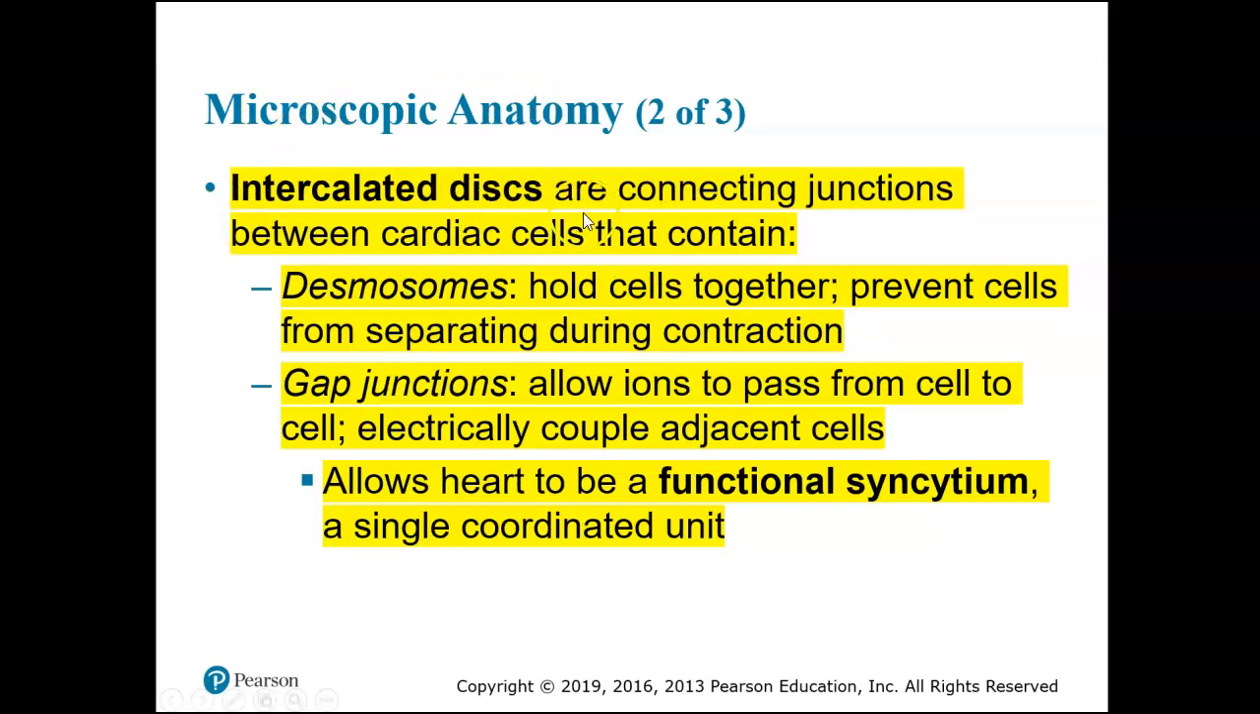So the intercalated discs are connecting junctions between cardiac cells. They contain desmosomes to hold the cardiac cells together in a strong attachment so that when the heart contracts, they don't pull apart. And then also there are connections called gap junctions that allow ions to pass from cardiac cell to cardiac cell. And that allows for a coordinated contraction where all of the cardiac muscle cells are contracting as a coordinated unit.